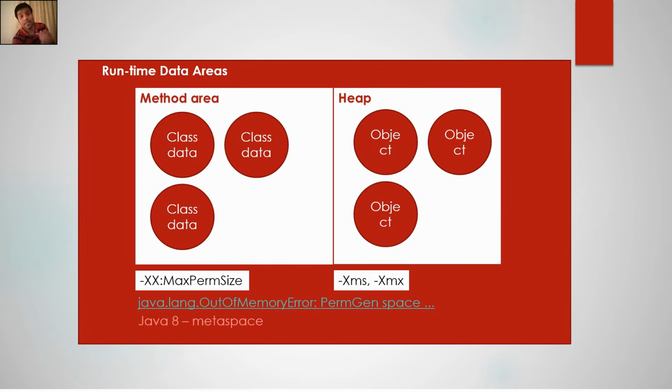And metaspace again can be tuned, can be limited. Suppose you don't want it to just grow, you can limit it using a certain JVM parameter that you can check out in the Java 8 JVM command options.